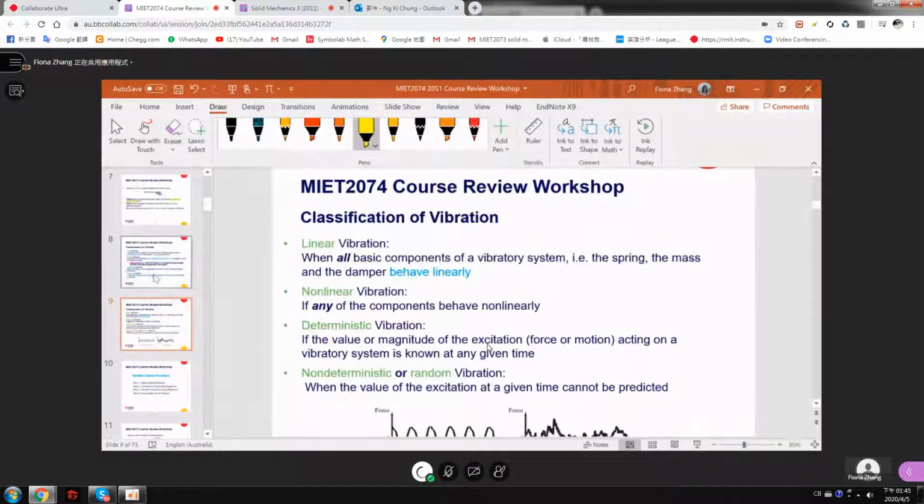This is another type of classification of vibration: linear vibration or non-linear vibration. You probably didn't learn this before. If all the basic components of the vibratory system, for example the spring, the mass, and the damper, behave linearly, we call it linear vibration. Remember the spring has F equal to Kx, so this is linear. The damper as well is C x dot. So we call it linear behavior.